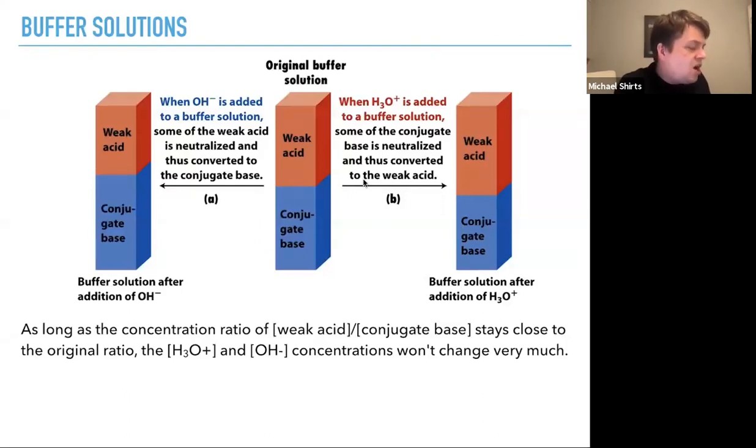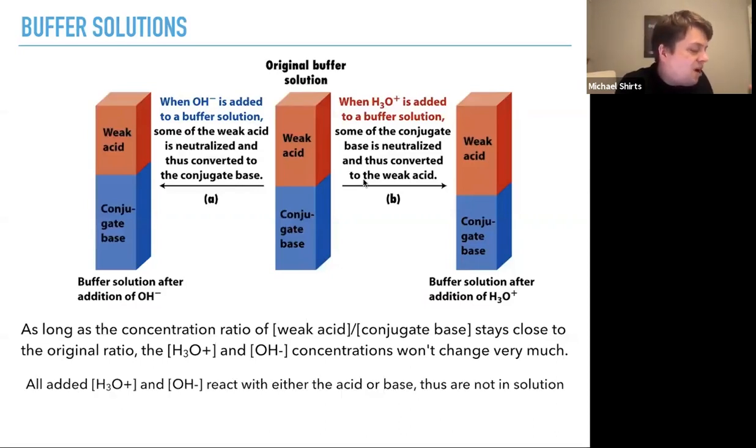So as long as the concentration ratio of weak acid to conjugate base stays close to the original ratio, you won't have much of a change in the hydronium and hydroxide ion concentrations. Because all the added hydronium and hydroxide reacts with either the acid or base, and thus are not available in solution to react with something else.